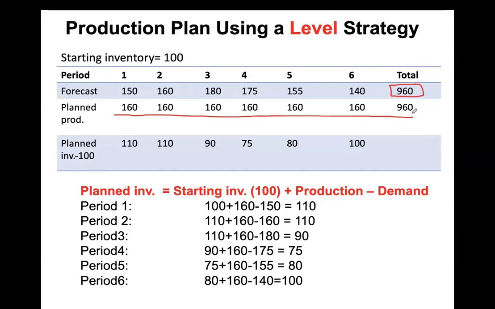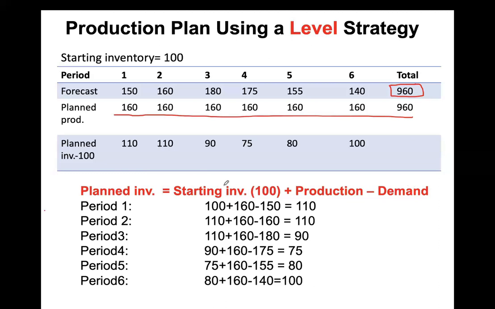Now we have to add a little bit more information. For example, one information we have is the firm already has 100 units. So we'll be using this formula, that's planned inventory is equal to starting inventory, that's the amount of units we have upfront, plus production minus demand.